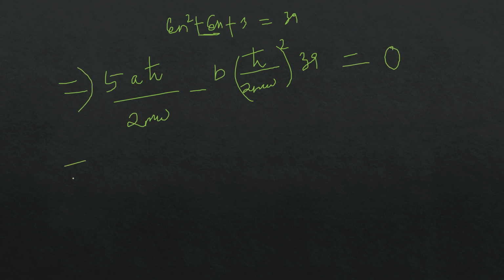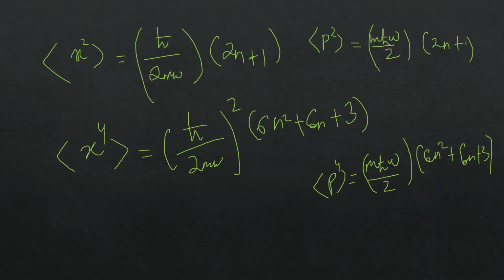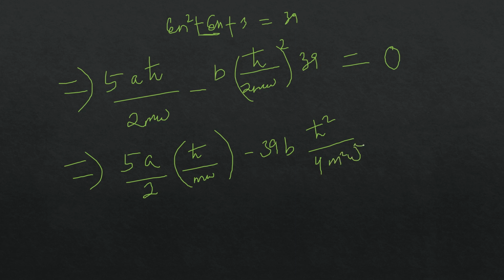So now just take this side, this and that side, that is it. So 5a by 2. See one thing, here the answer should be in terms of h cut by m omega, right? So I'll just write it a bit separately, h cut by m omega minus, okay, 39b, okay. This one is h cut square, I have to do it. H cut square by 4 m square omega square. Okay, I can make it equal because it can go to that side.